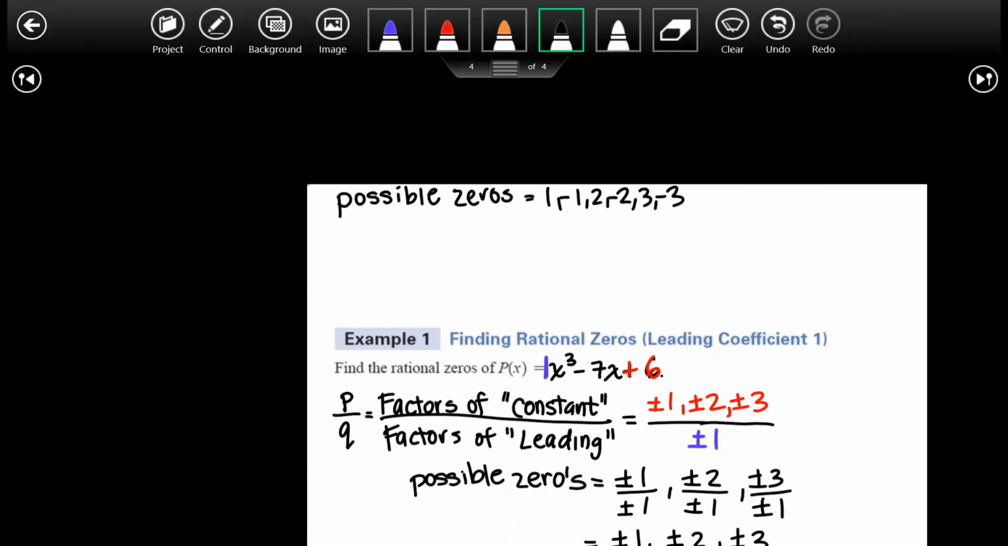Now, there's 2 ways of doing this. And depending on how you want to take it is going to be up to you. I like using synthetic division because it's easier for me to understand. I can easily do it because I know the fraction itself.